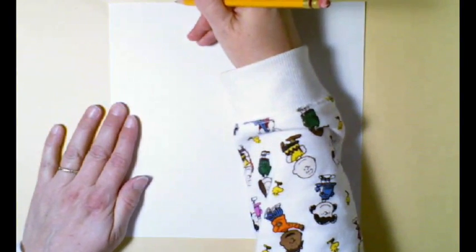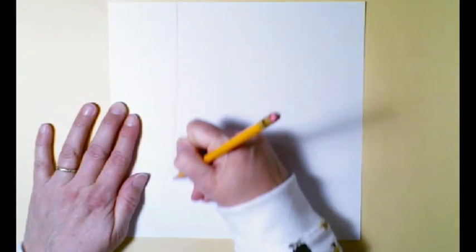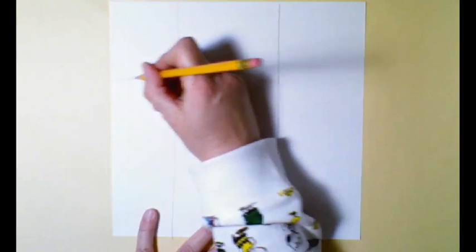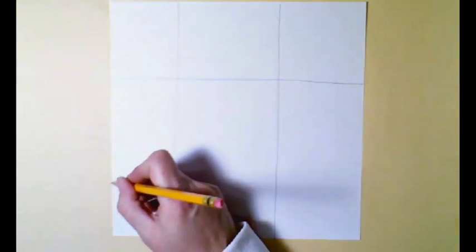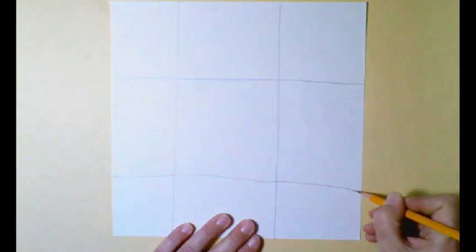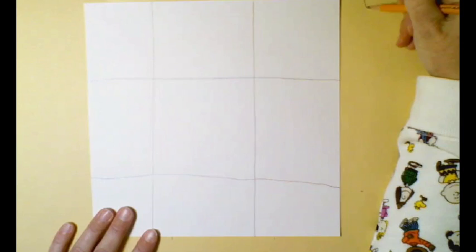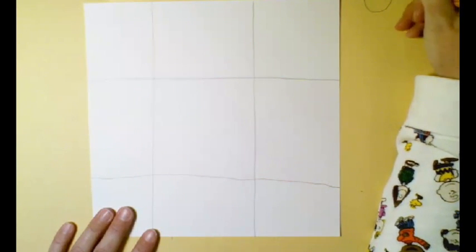With my pencil, I'm going to draw 2 vertical lines going up and down my paper, then 2 horizontal lines going across my paper. It looks almost like a tic-tac-toe board or a hashtag. Now, to add some shapes to put our buildings on.